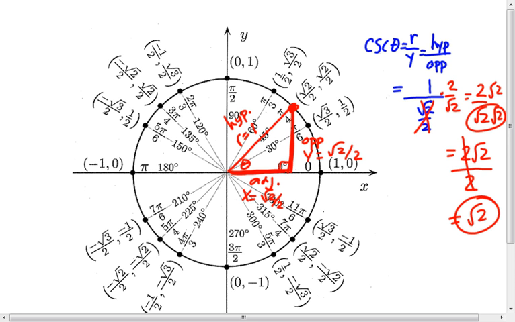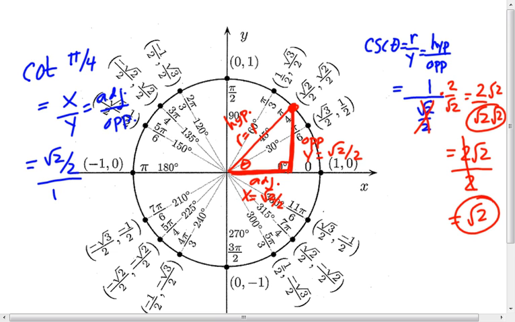If I asked you to find cotangent at that spot, at pi over 4, cotangent would be x over y, or if you wanted to think about it as adjacent over opposite. Okay, adjacent is root 2 over 2, opposite is root 2 over 2. Don't make this any harder than it has to be. You can sit and flip these if you want, but if you have the same number over the same number, guess what you have? 1. Okay, and that would be that.